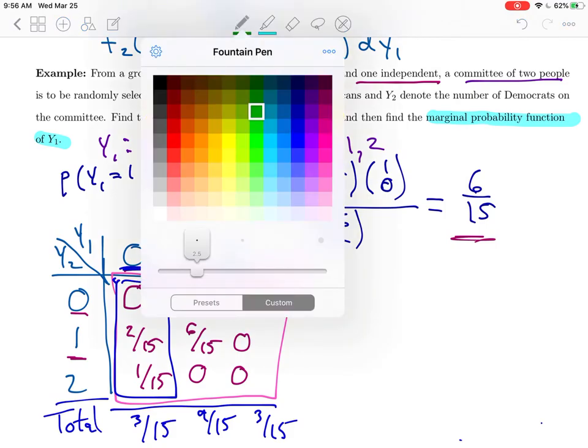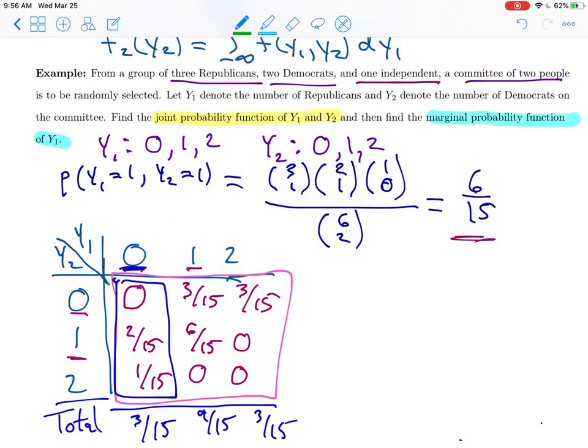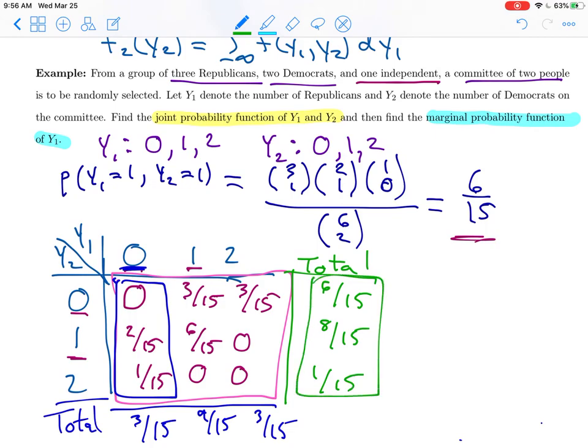We could also take, instead of column sums, row sums. If we added that first row, we would get 6 out of 15. Adding the second row, we would get 8 out of 15. And then 1 out of 15. These row sums would be a marginal probability function of y2. So 6 out of 15 would be the probability there are exactly 0 Democrats on the committee. 8 out of 15 is the probability there's exactly 1 Democrat on the committee. And 1 out of 15 is the probability there are exactly 2 Democrats on the committee.